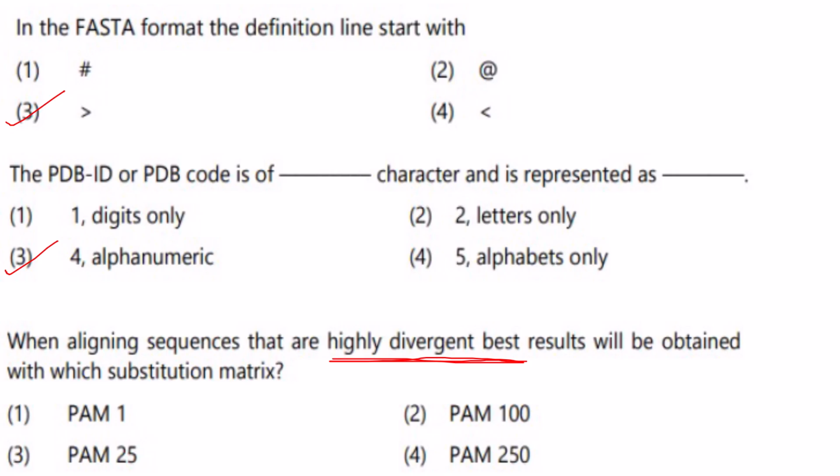So the best substitution matrix for highly divergent sequences is PAM 250. PAM 250 is suitable for sequences with low similarity, because it has a higher PAM value. PAM 250 means a high PAM unit value, which means more substitutions per site. So it is suitable for highly divergent sequences. Now if they have asked a question for BLOSUM matrix, then you will have to go for BLOSUM 30 or BLOSUM 45.